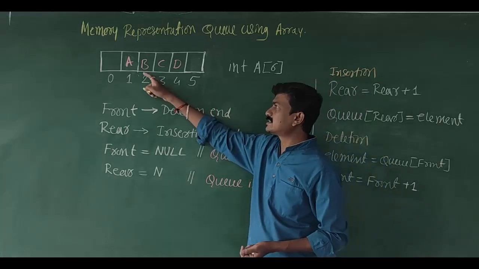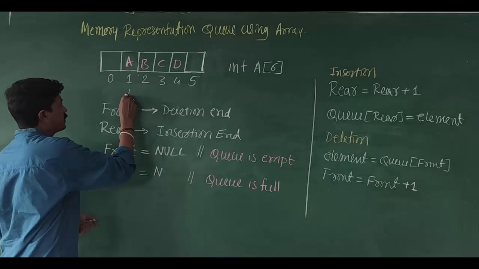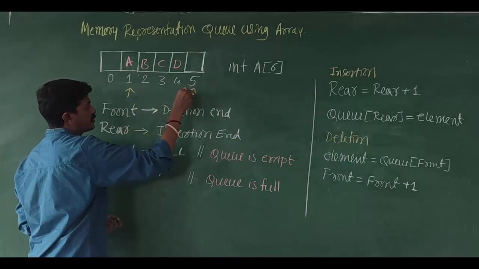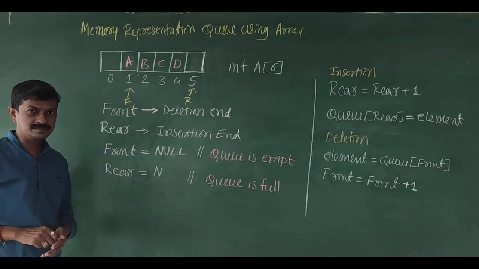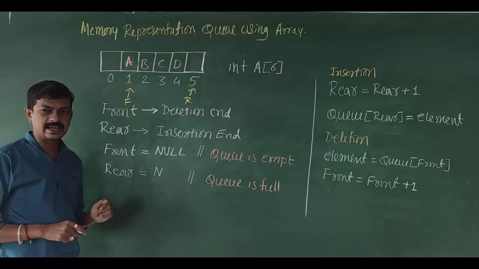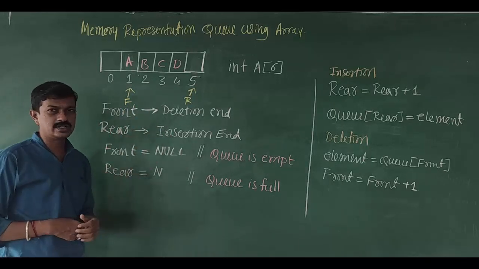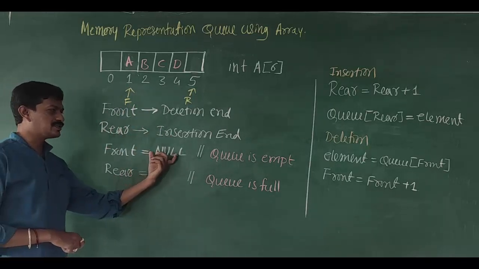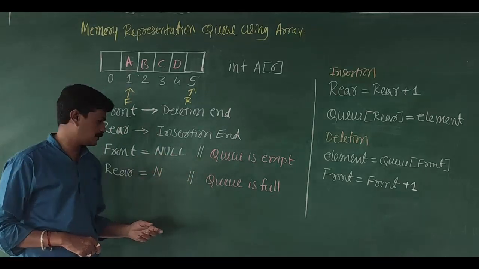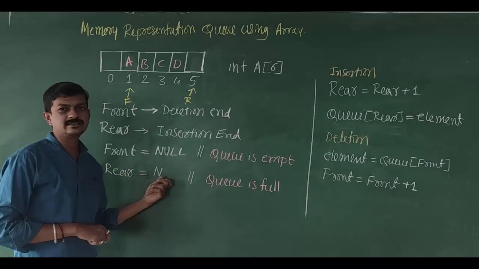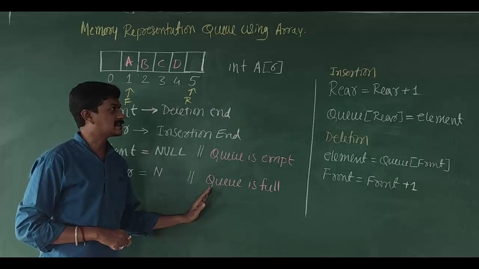In which I insert the elements a, b, c, d. I am having a front pointer and rear pointer. Queue contains two different pointers, those are specifically meant for insertion and deletion. Front is for deletion, rear is for insertion. If the front pointer is pointing to null, it means the queue is empty, and it is not possible to delete any element. If the rear pointer is pointing to the last position, then the queue is full, and it is not possible to insert any element into the queue data structure.